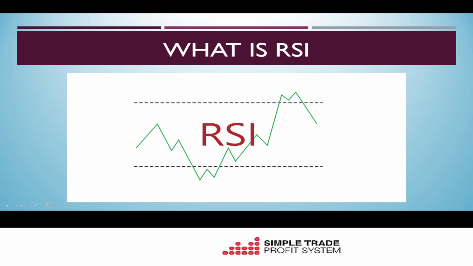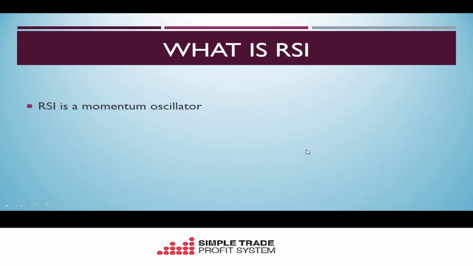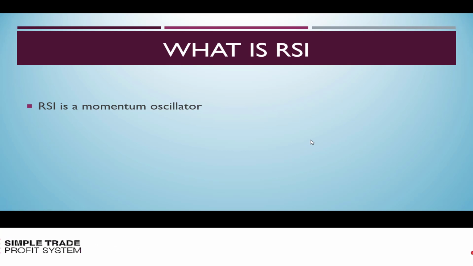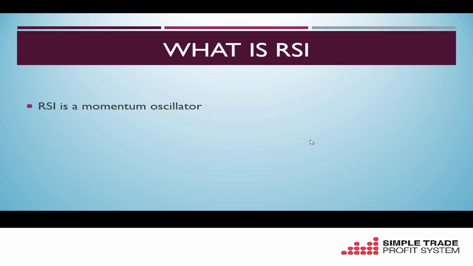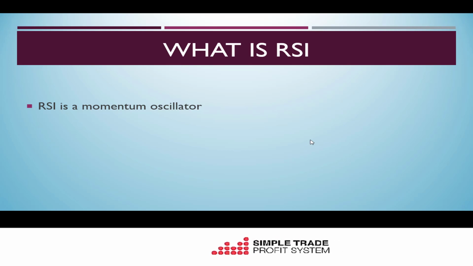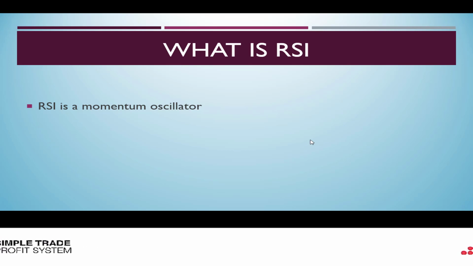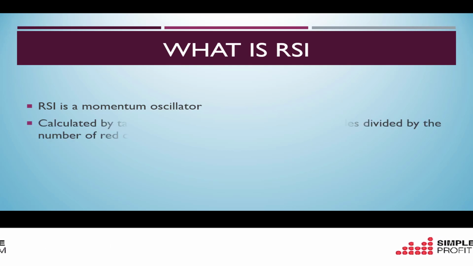So what is RSI? RSI, Relative Strength Index, is a momentum oscillator. It's basically an indicator that gives us a temperature of the market. It helps us identify momentum, which direction it's going, and when it's running out of momentum, running out of steam, and things like that.